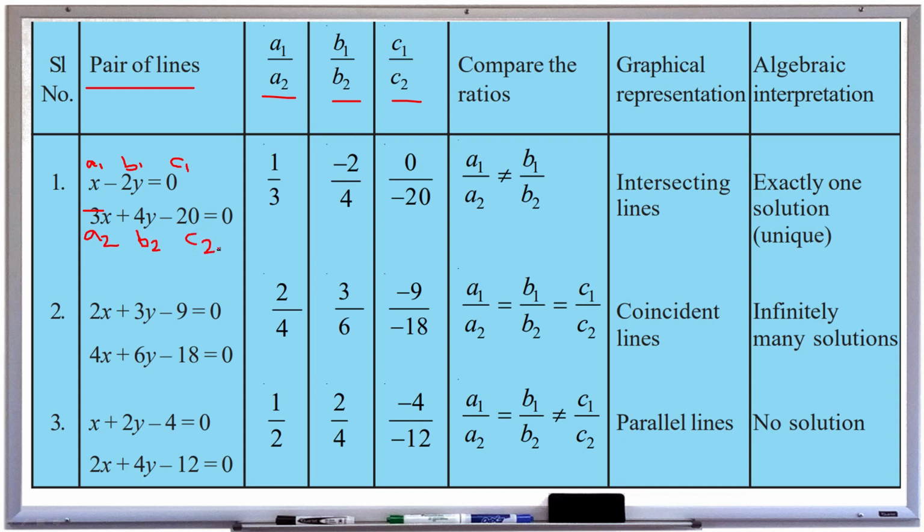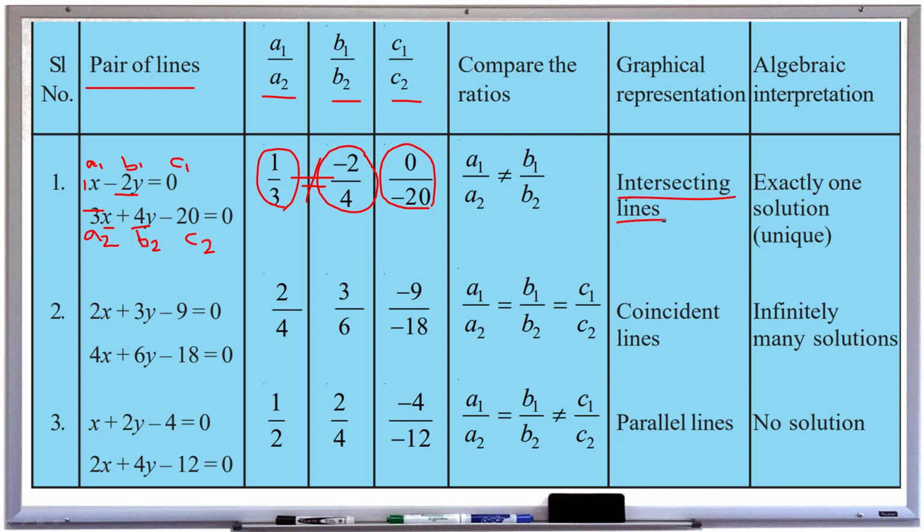Now compare the ratio a1 by a2. The coefficient of x is 1 here, and a2 is 3, so 1 by 3. b1 by b2: b1 is minus 2 and b2 is 4, so minus 2 by 4. c1 is 0 and c2 is minus 20. Now comparing these ratios, a1 by a2 and b1 by b2 are not equal. So if the values are not equal, then we can say the lines are intersecting lines.